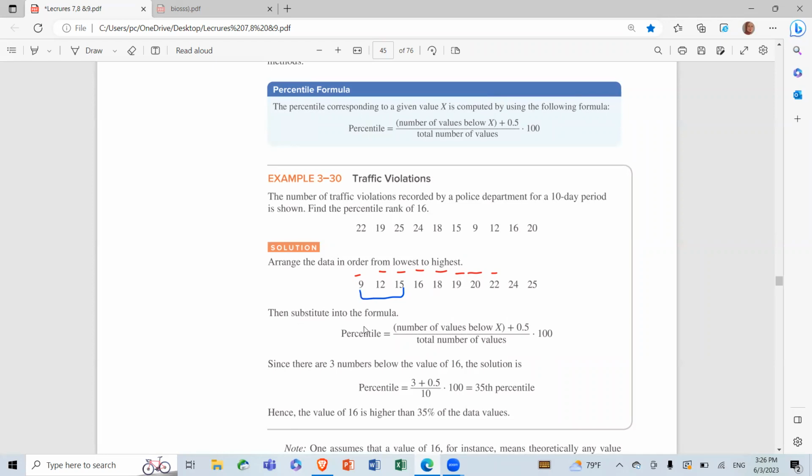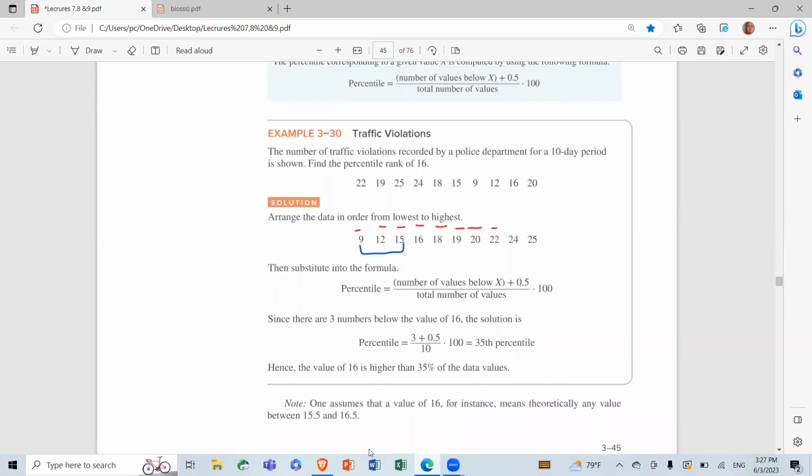Then substitute into the formula: percentile equals number of values below x plus 0.5 over total number of values, times 100. We have the number 16. How many numbers are smaller than it? 15, 12, and 9. So there are 3 numbers smaller than 16. So here we wrote 3 plus 0.5 from the formula, over 10, the total count: 1 2 3 4 5 6 7 8 9 10, times 100. So we get the 35th percentile.